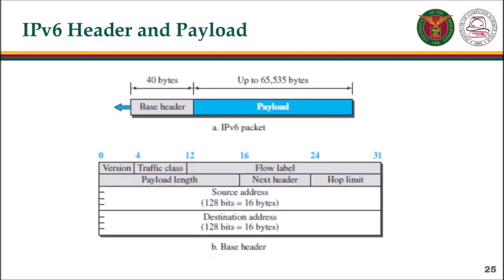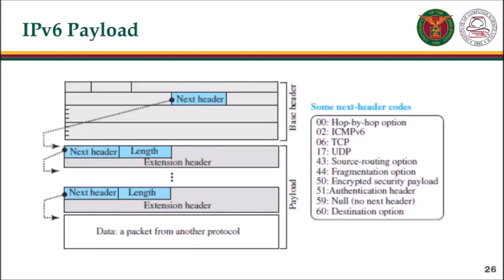The IPv6 packet is shown here. Each packet is composed of a base header followed by the payload. The base header occupies 40 bytes, whereas the payload can be up to 65,535 bytes of information. The payload in IPv6 means a combination of 0 or more extension headers followed by the data from other protocols. In IPv6, options, which are part of the header in IPv4, are designed as extension headers.